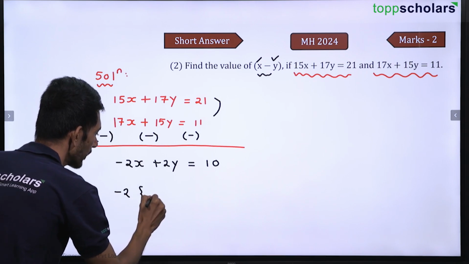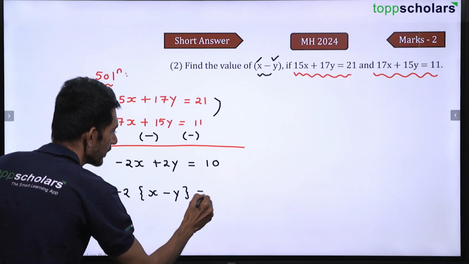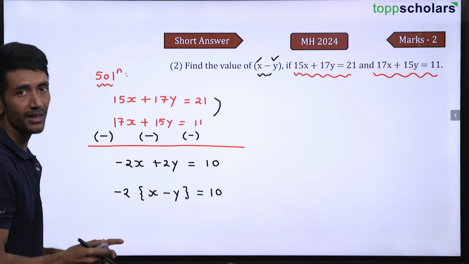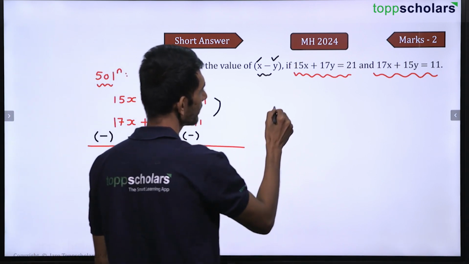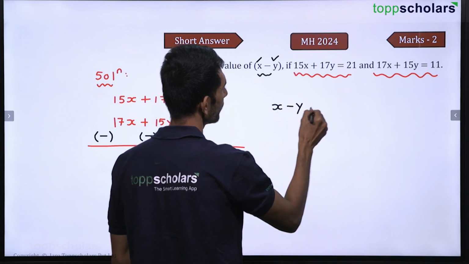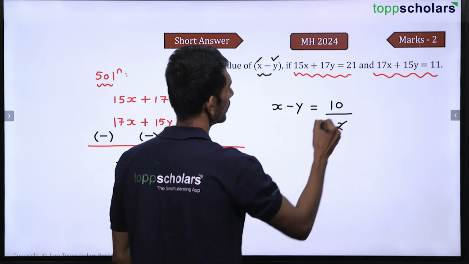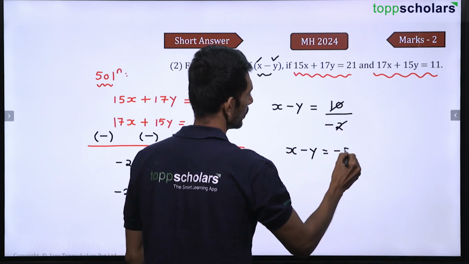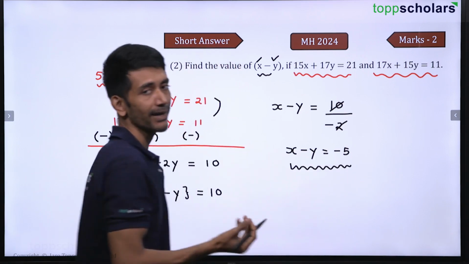If I take minus 2 common, I get x minus y is equal to 10, right? Because minus minus will become plus in the middle where we have y. Now divide by minus 2. So can I say x minus y is equal to 10 divided by minus 2? So x minus y is equal to minus 5. Minus 5 is the final answer.